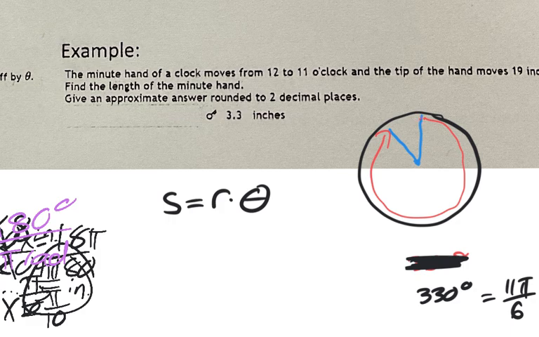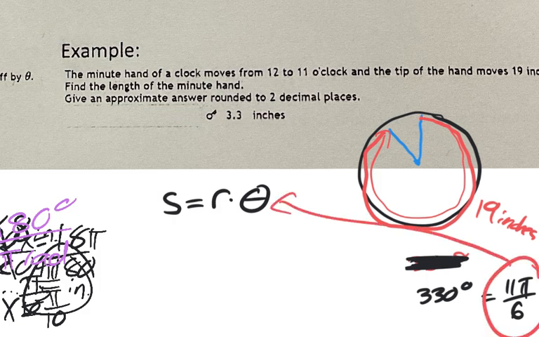That means the amount traveled along the outside is 19 inches. Then theta is 11 pi over 6. That's the angle we moved. It's in radians, but that's the angle. This is the arc length, how much was covered. And I'm looking for R, because the radius, from the center to the edge, is the length of the minute hand, which is what I'm looking for. Find the length of the minute hand.